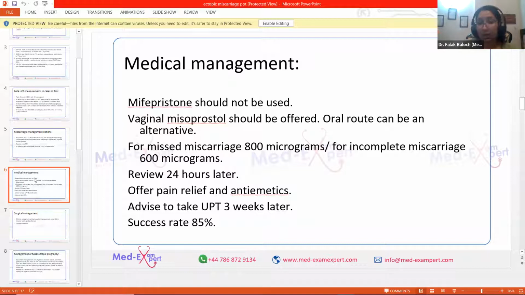And because misoprostol can cause vomiting and pain, we offer pain relief and antiemetics along with misoprostol. And also, similar to the expectant management, we advise the patient to take a urine pregnancy test 3 weeks later. And this medical management is successful in 85% of cases.